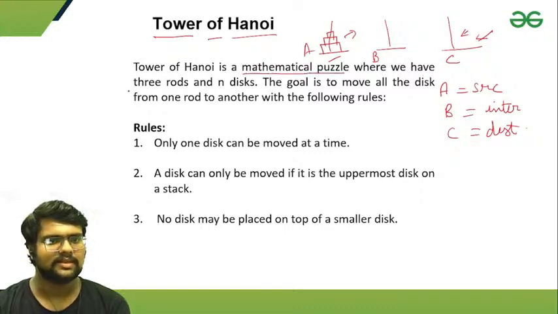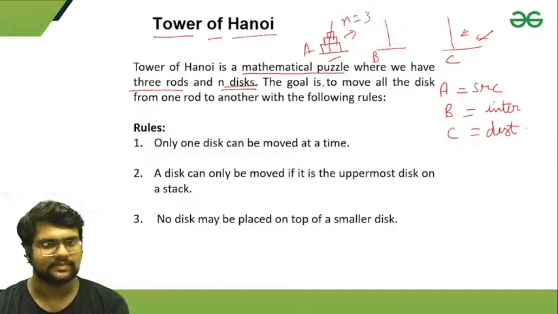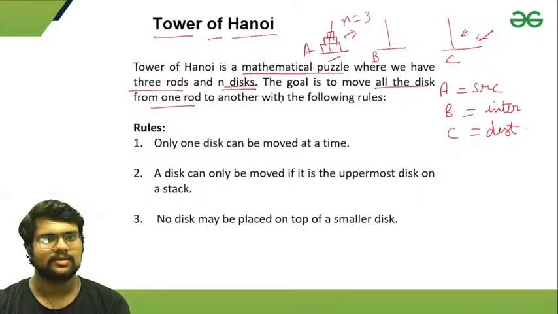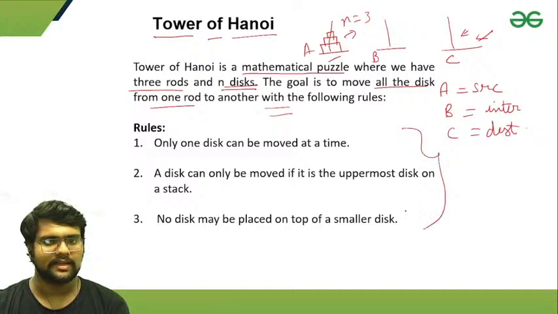In which three rods are there, A, B, C, and n disks are there. Here I have written n equal to 3, so three disks are used, and the goal is to move all the disks from one rod to the other rod, from rod A to rod C. But this rule should be satisfied at each step.